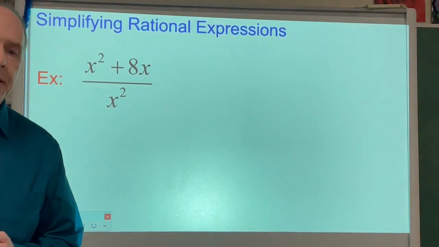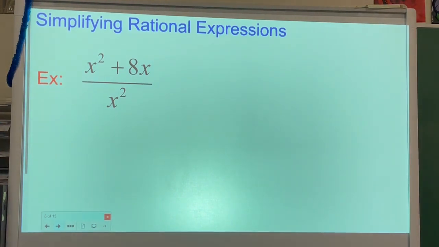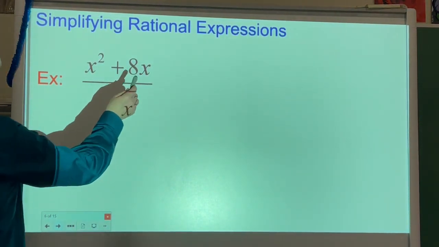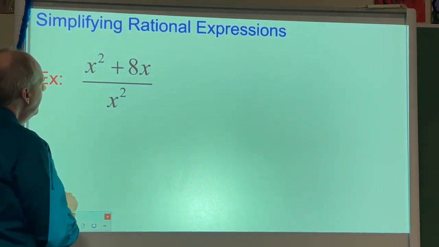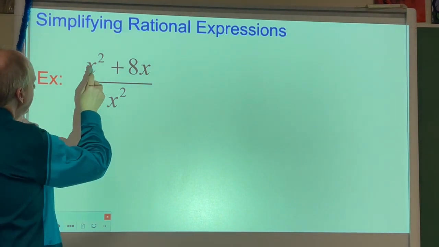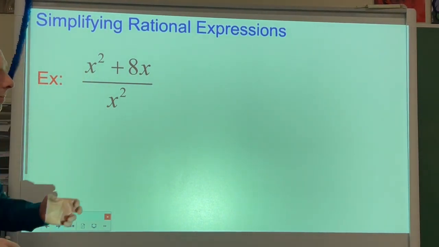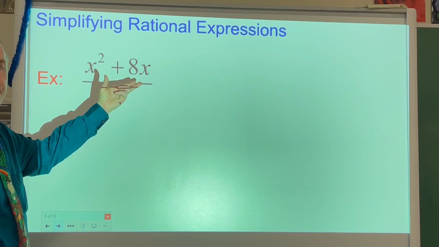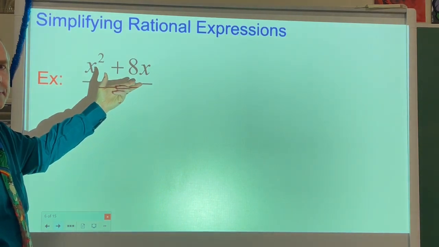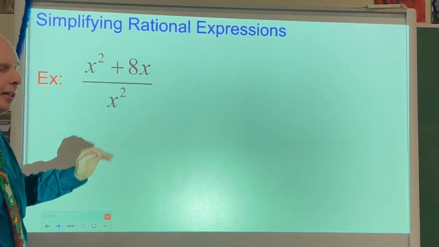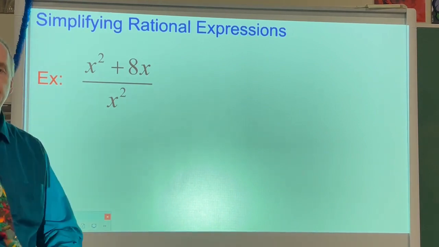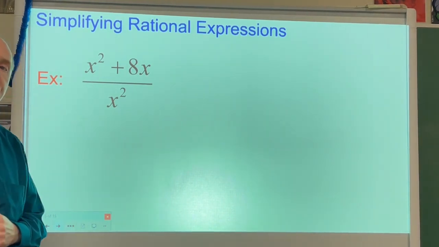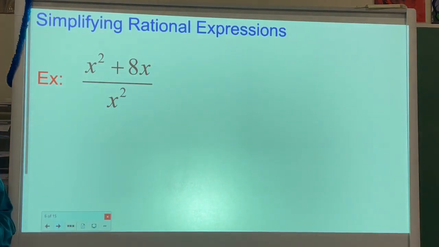Hey, welcome back. Let's simplify some rational expressions now. We have x squared plus 8x over x squared. I cannot cancel x squared with x squared. Why? Because this is an x squared plus 8x. That's the biggest mistake people want to make. They just want to cancel the x squared with the x squared. No. Before you can cancel, you have to factor.